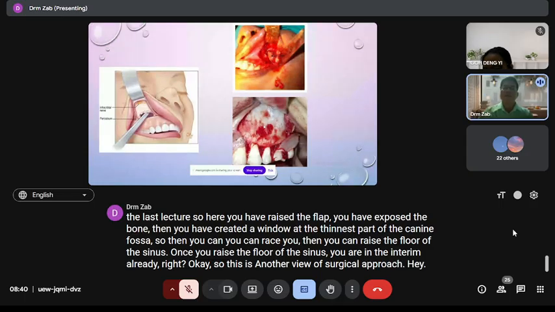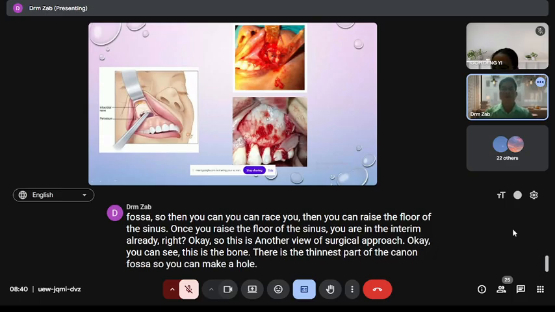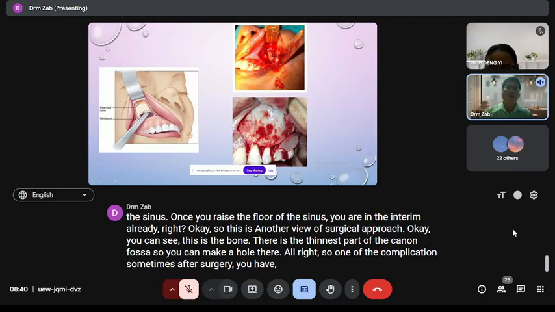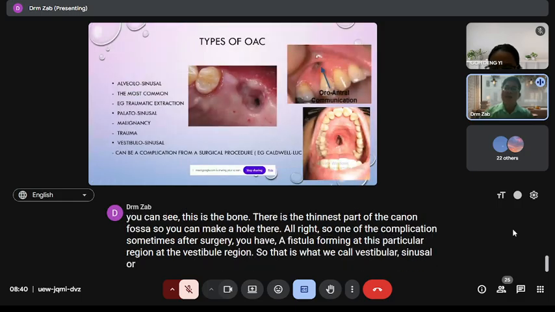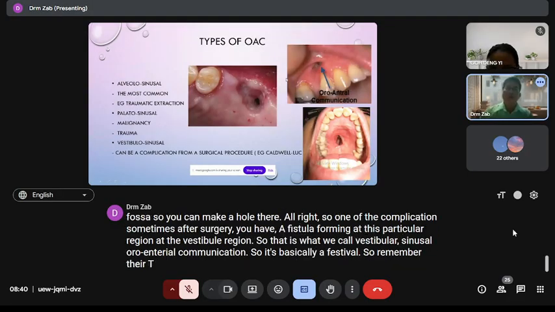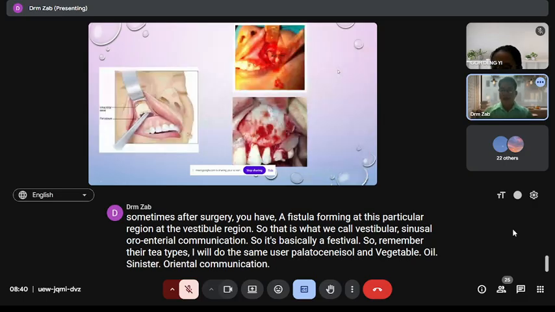Okay, so this is another view of the surgical approach. You can see this is the bone. There is the thinnest part of the canine fossa, so you can make a hole there. One of the complications: sometimes after surgery, you have a fistula forming at this particular region, at the vestibule region. That is what we call vestibulo-sinusal oro-antral communication. So it's basically a fistula. Remember there are three types: alveolo-sinusal, palato-sinusal, and vestibulo-sinusal oro-antral communication.